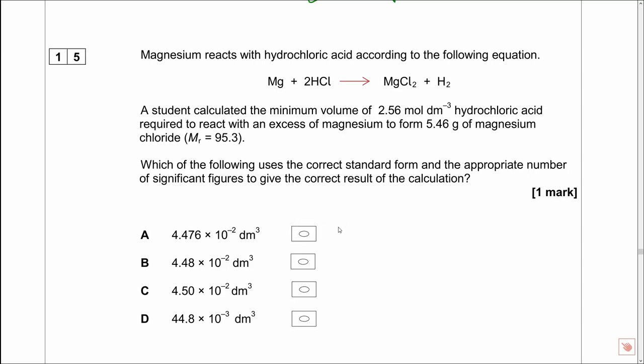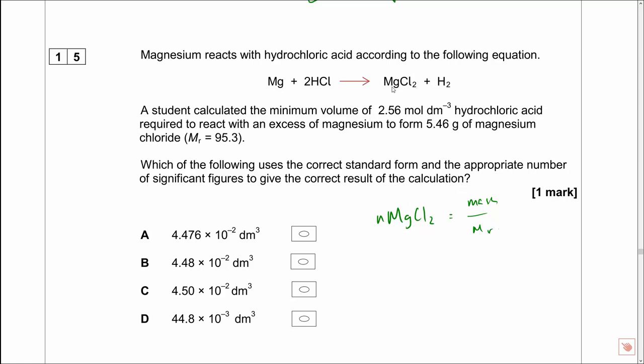15. Magnesium reacts with hydrochloric acid according to the following equation. There it is. A student calculates the minimum volume of hydrochloric acid required. First things first, you've got to work out your moles of magnesium chloride. Standard mass over MR. I'm not going to do all the work in here. There's your mass that's produced. Okay, we're using an excess of magnesium. That doesn't really matter. We're looking at the volume here. That's the key thing. So our mass divided by MR, we're given the MR, they're very nice in that sense, save you a bit of time.